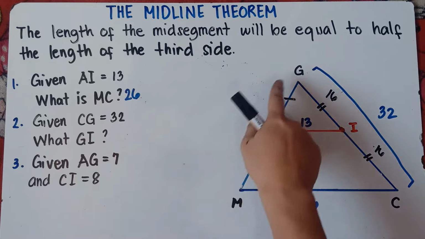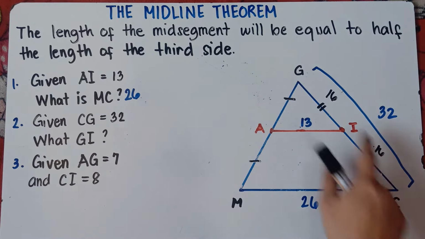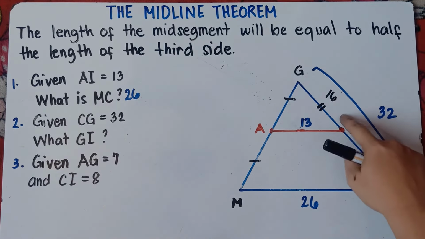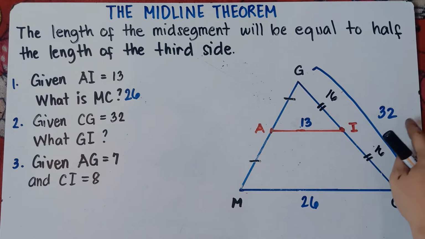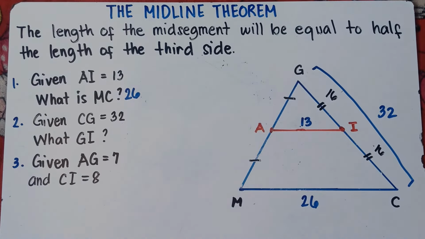Once again, CG is 32. Therefore, GI must be 16 and CI must be 16, because 16 plus 16 is 32. This side is congruent to this side. Therefore, GI is 16.